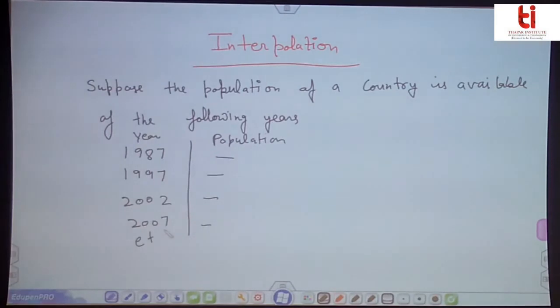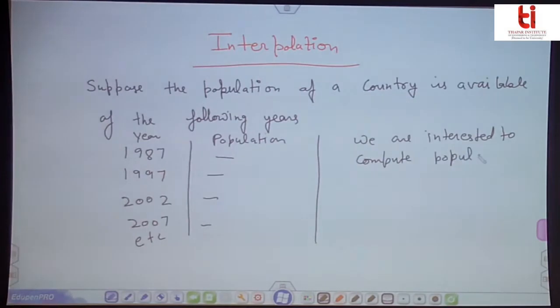Okay, and suppose we are interested to compute the population in the year 1992 or 2000 or suppose 2006, etc. So the data of the population is given to you for the following years, suppose 1987, after 10 years 1997, and we are interested to compute the population in between any of the years. So what we do for that, we'll try to compute the population in between the years by applying interpolation.